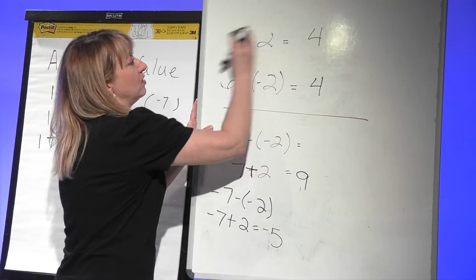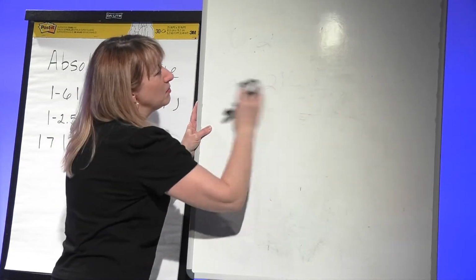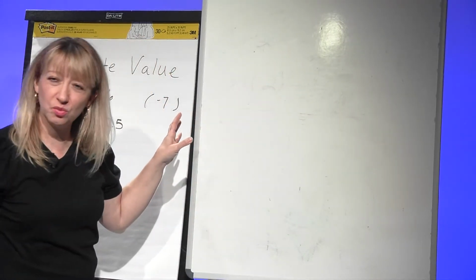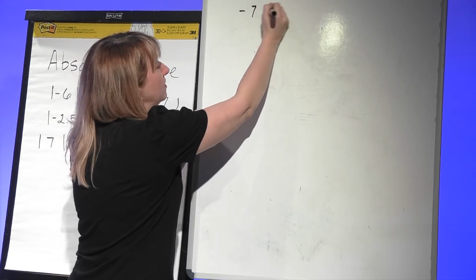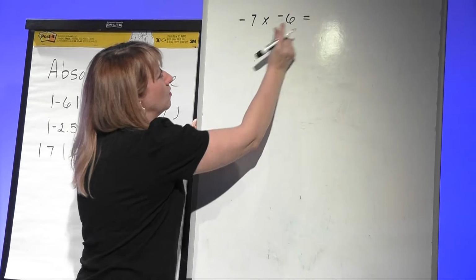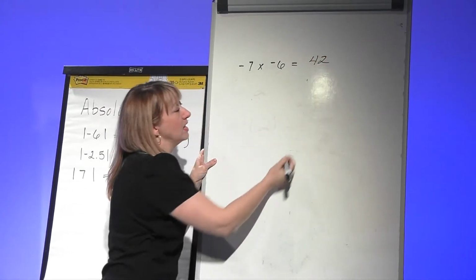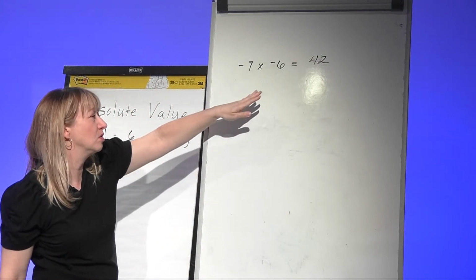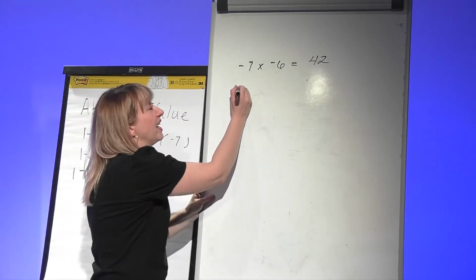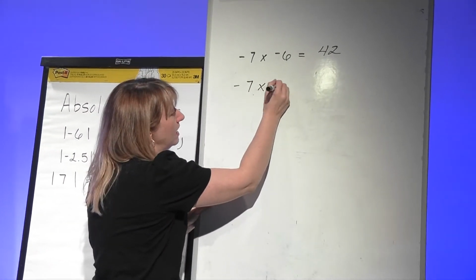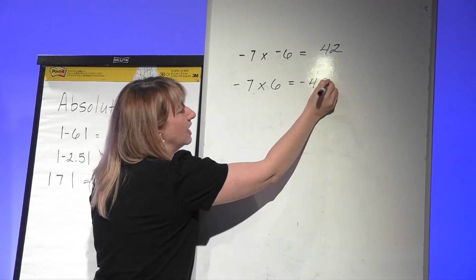A few more examples deal with multiplication and division. These are sometimes easier to remember because the rule is a little bit easier. When you multiply or divide two negatives, you get a positive. So again, just knowing your multiplication helps. 7 times 6 is 42. Two negatives, when you multiply, give you a positive. If I have one negative and one positive, so -7 times 6, that's going to give me a -42.